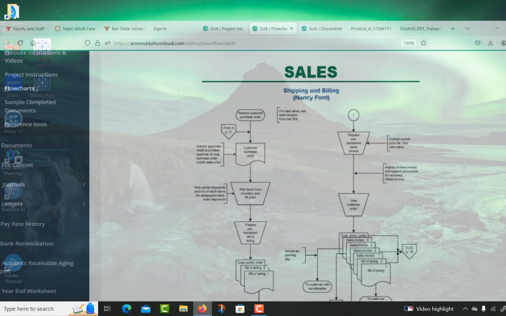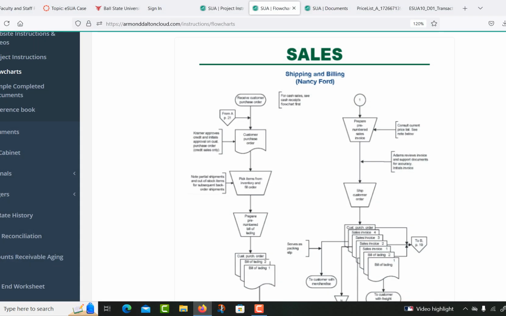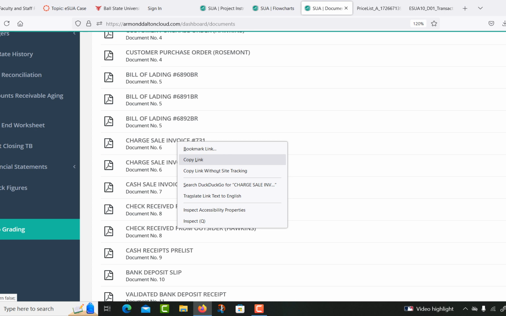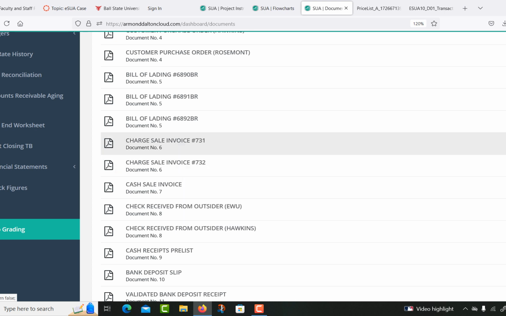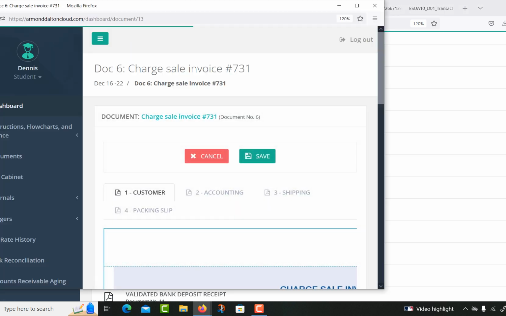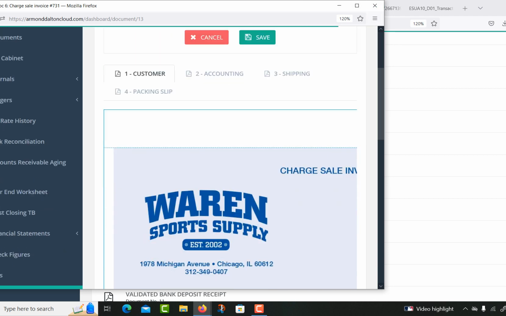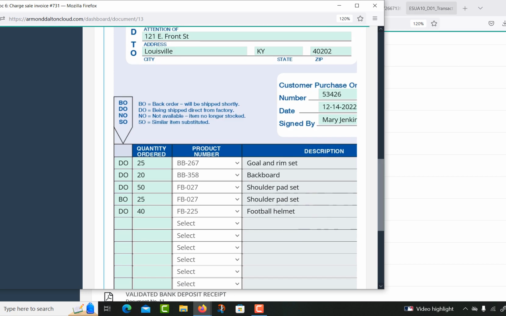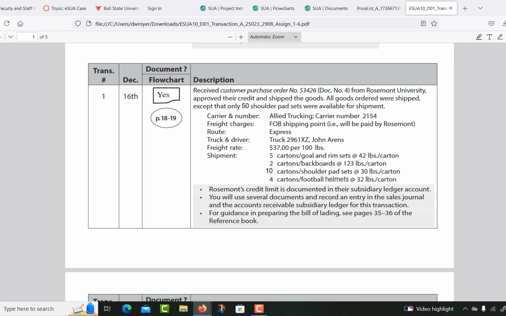In this one, you're going to go back to the documents, and you're going to look for the invoice number 731, and we'll open that in a new window. And the sales invoice is going to be based on what you have in the price list and in the transaction list.